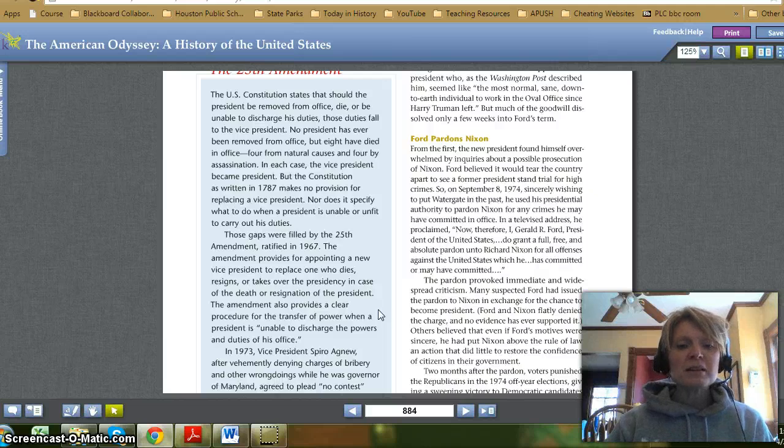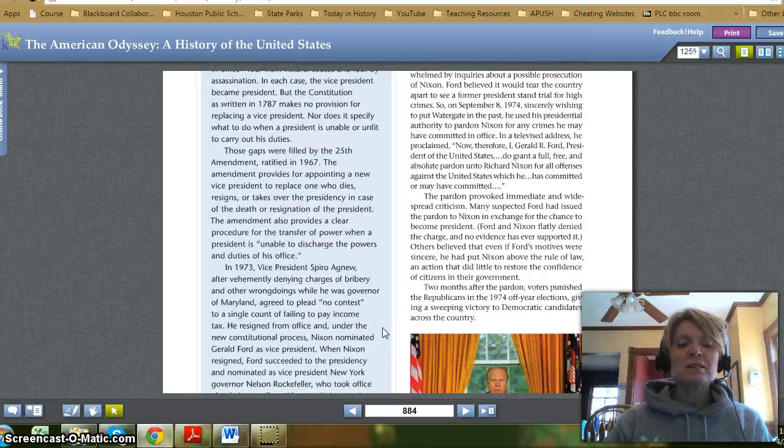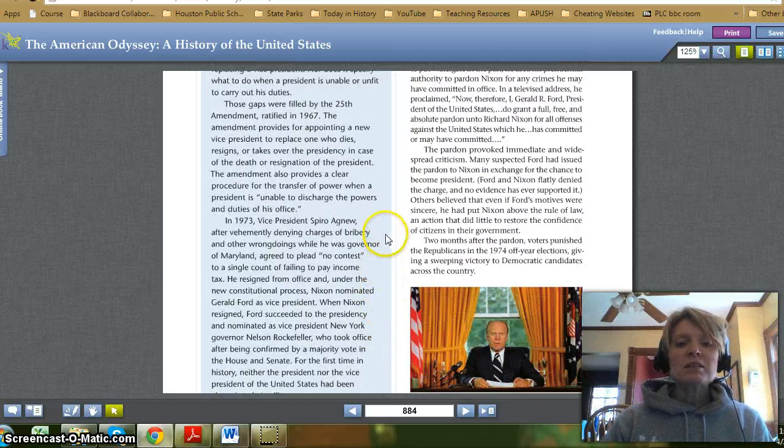The amendment also provides a clear procedure for the transfer of power when a president is unable to discharge the powers and duties of his office. In 1973, Vice President Spiro Agnew, after vehemently denying charges of bribery and other wrongdoings while he was governor of Maryland, agreed to plead no contest to a single count of failing to pay income tax. He resigned from office, and under the new constitutional process, Nixon nominated Gerald Ford as vice president.